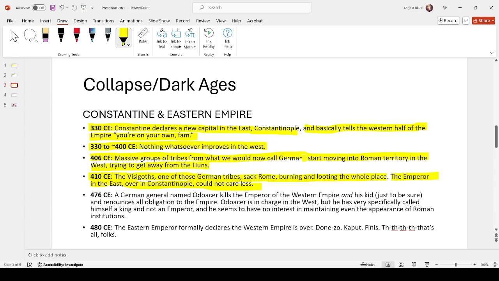So, anyway, things continued to get bad in the Western Empire. And there were more conflicts with the German tribes that were moving in. In fact, one German tribe, let's see here, one German tribe caused a huge amount of trouble.